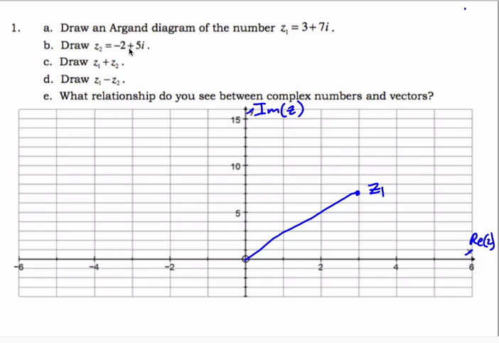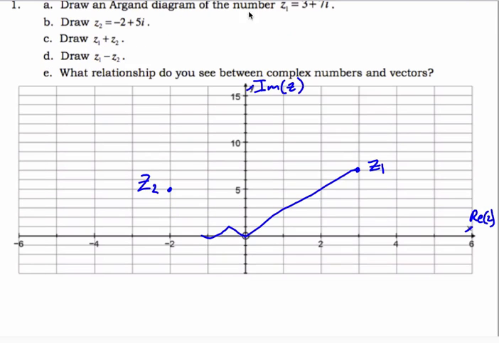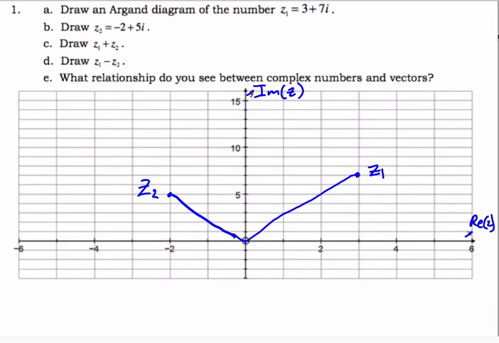Now next we're going to do z2, and the real part is negative, so we're going to be over here. So negative 2 on the real axis, and 5 is the imaginary part, so z2 is going to be over here. Okay, let me just fix that. Okay, so next we're going to do z1 plus z2. We can do it algebraically or graphically actually.